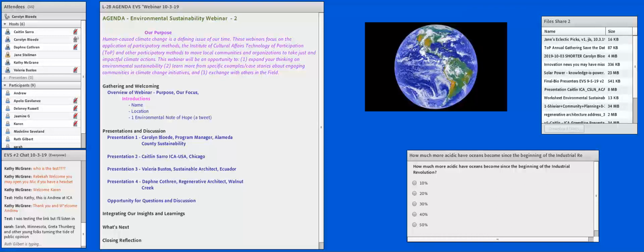Good morning. This is Carolyn Bloede. I'm in Oakland, California, and one note of hope is the broad mobilization I'm seeing worldwide for climate action. I'm complete, and I'll hand it to Daphne.